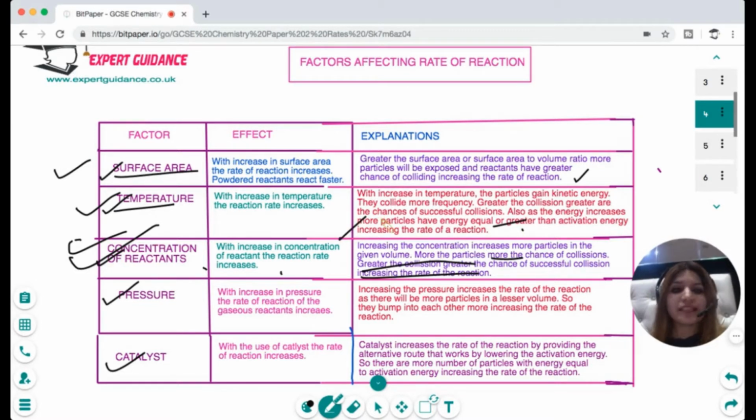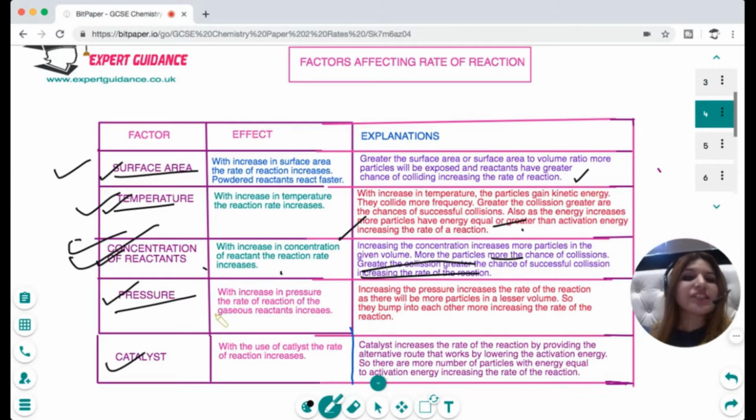So remember, temperature does two effects: increasing the frequency of collision and increasing the energy for collision. Next is pressure. Now, pressure only holds true for the gaseous reactants. When you increase the pressure, it increases the rate of reaction, as there will be more particles in a lesser volume. So when you increase the pressure, we squeeze something. When you squeeze it, the particles squash, so they collide more, they bump into each other more, and the more the collisions, the more the rate of reaction.